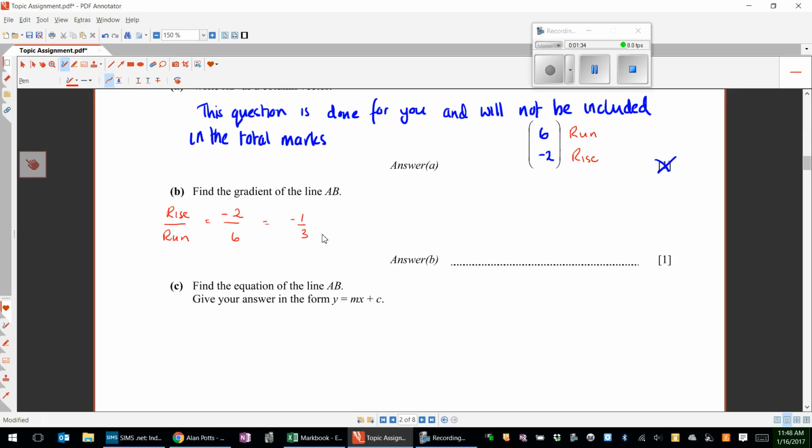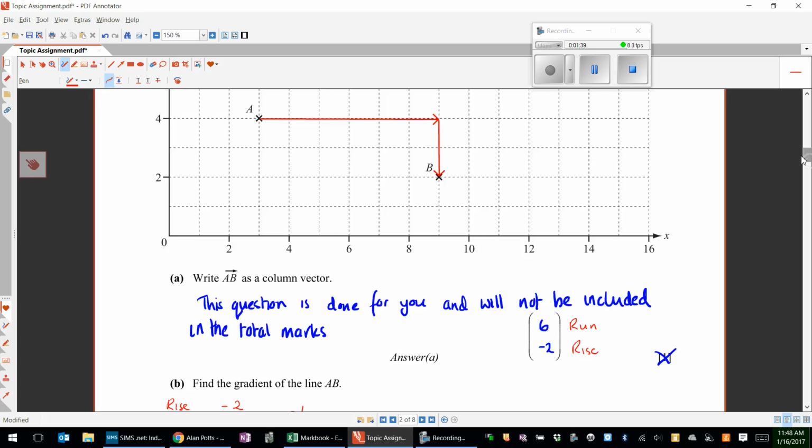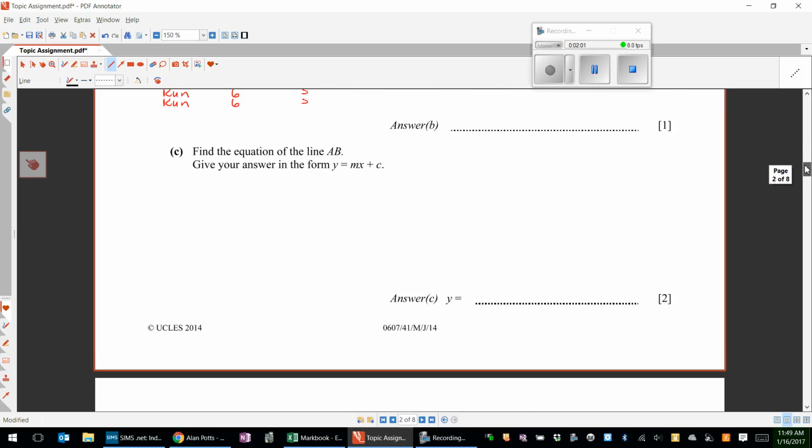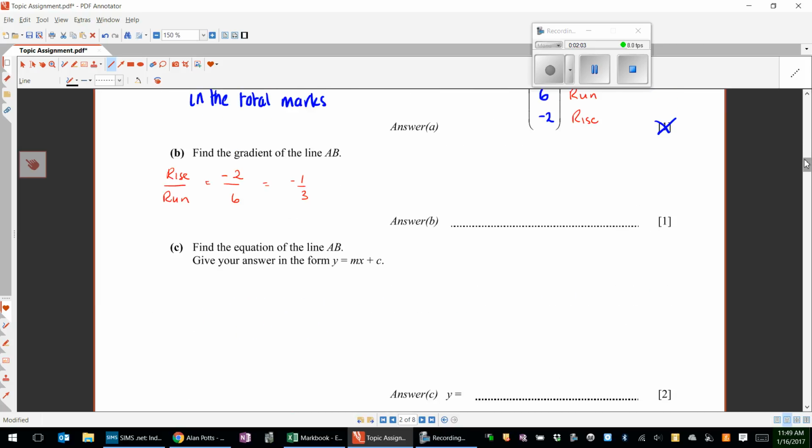Now, of course, that's why I didn't just delete that question. I left it in, but I did it for you, just in case you did spot it. But anyway, for the line AB, you should also be able to do the gradient in the same way, rise and run. Find the equation of line AB in the form y equals mx plus c. So you are given it in that way.